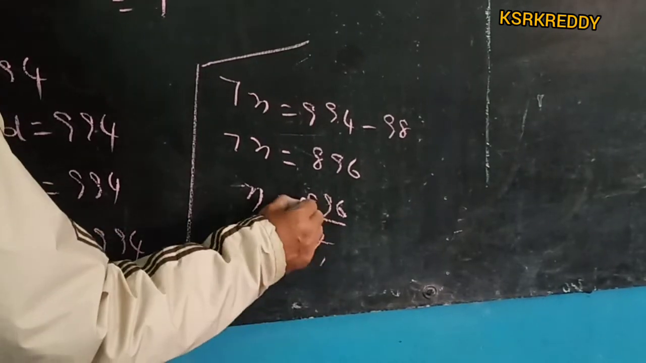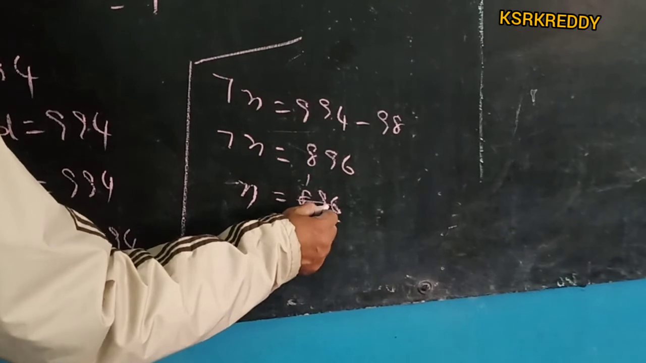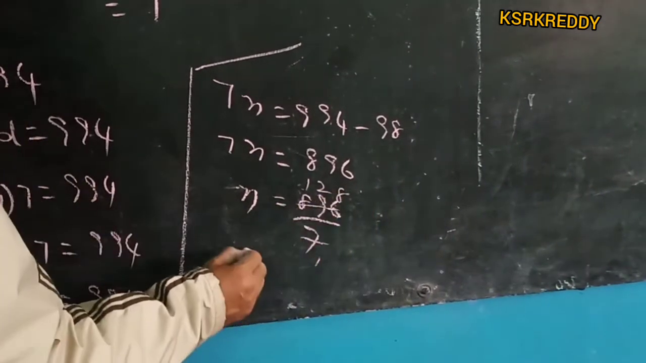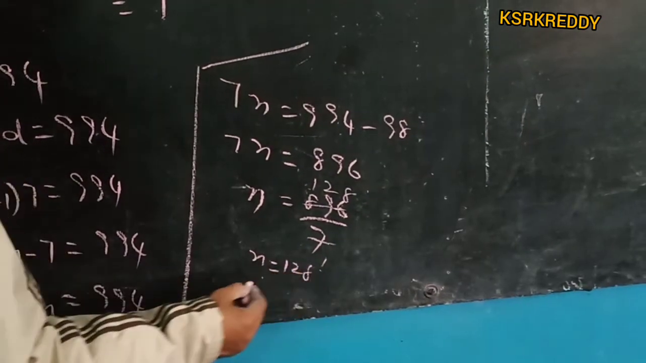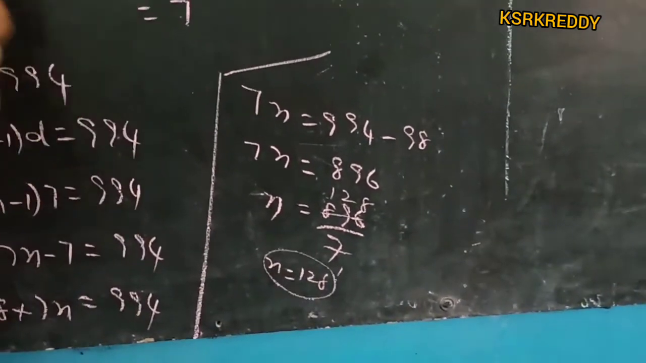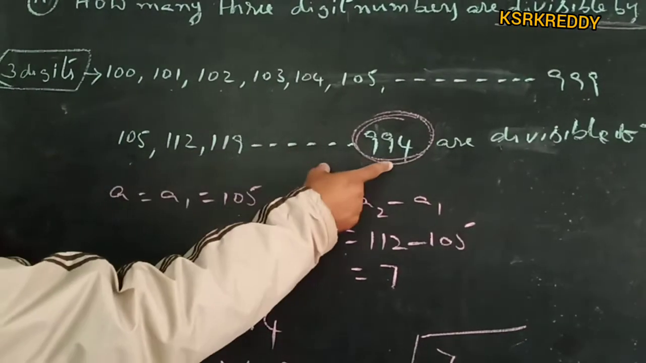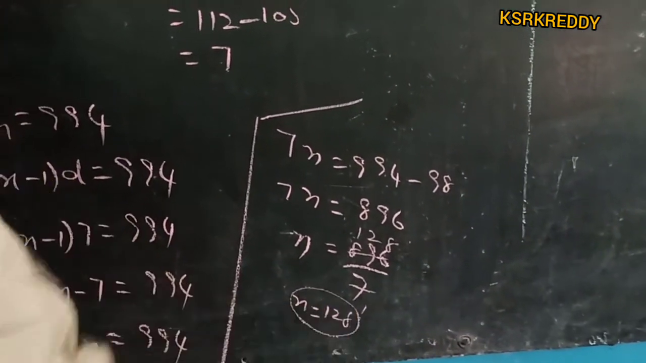7 ones are 7, here 1 balance. 19, 7 twos are 14, 5 remains, 7 eights are 56. So n is equal to 128. N is equal to 128. So how many terms are there? How many multiples of 7 in 3 digits? That is equal to 128 terms.